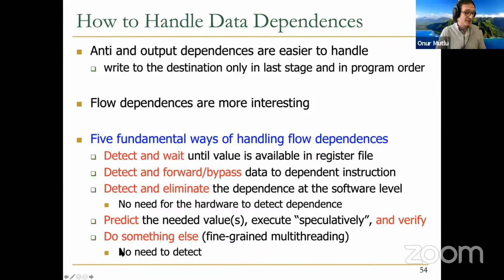In fact, GPUs do that, for example, in their pipelines. They basically don't have data dependence detection hardware because they switch to some other thread every cycle. And that's called fine-grained multi-threading. But let's not go into that right now.